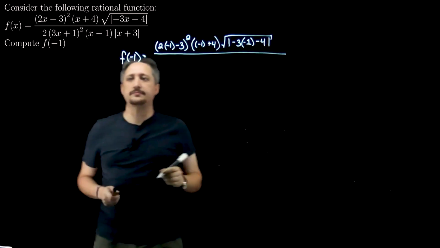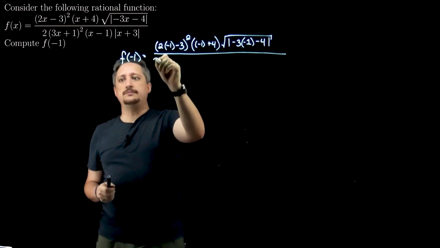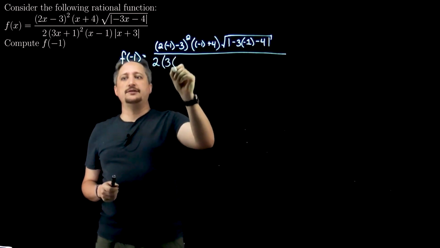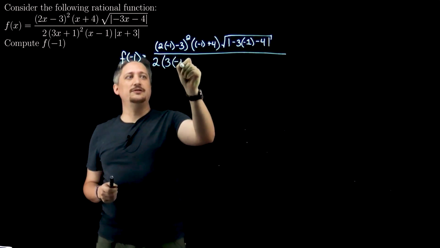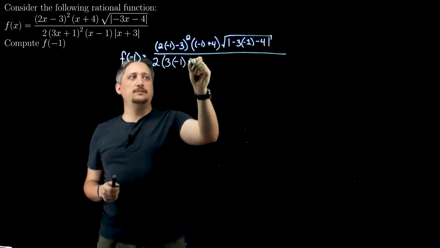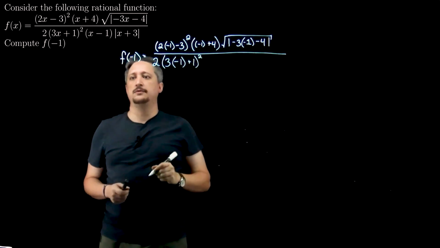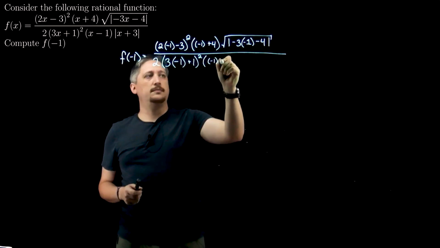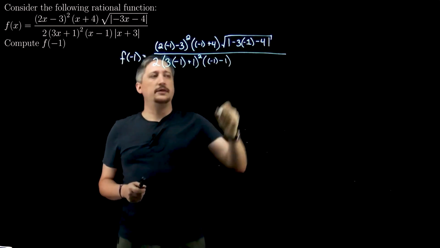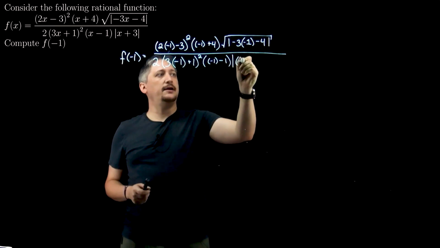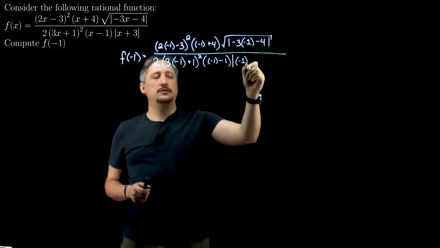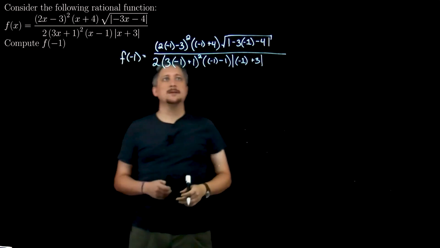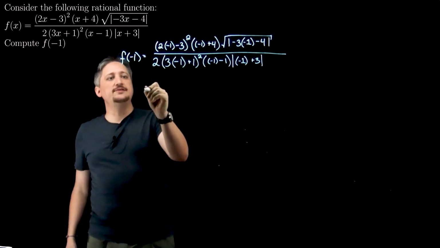Now let's do the bottom. All right, so bottom I have 2, open parenthesis, 3 times x, which is -1, plus 1, all squared. Then I have x, which is -1, minus 1. And I have absolute value, x, which is -1, plus 3. Okay. So I've plugged in all my x's.